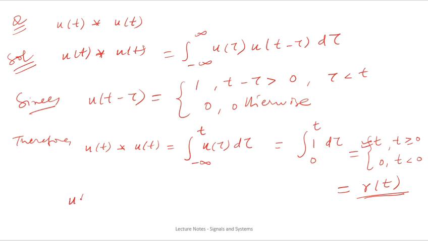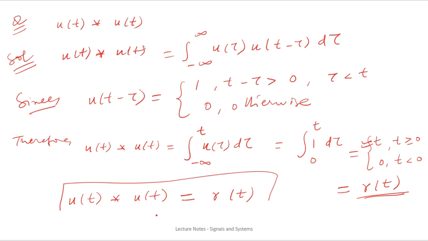So we can write that the convolution of unit step signals is a ramp signal. Okay, so with this much we stop today, and we'll discuss the rest of the things in the coming lectures. Thank you very much.